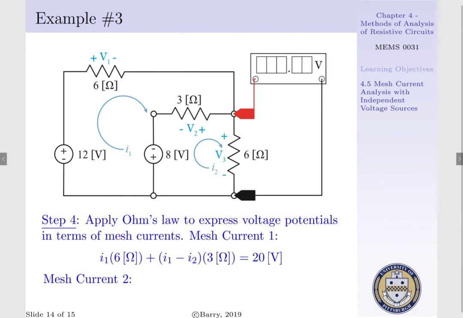For mesh current 2, we'd recall we already have minus V2, where V2 is expressed for mesh current 1, plus V3, where all we have is I2 running through our 6 ohm resistor. That is V3, which is expressed as I2 times 6 ohms, less V2, which is expressed as I1 minus I2, quantity times 3 ohms is equal to minus 8 volts.